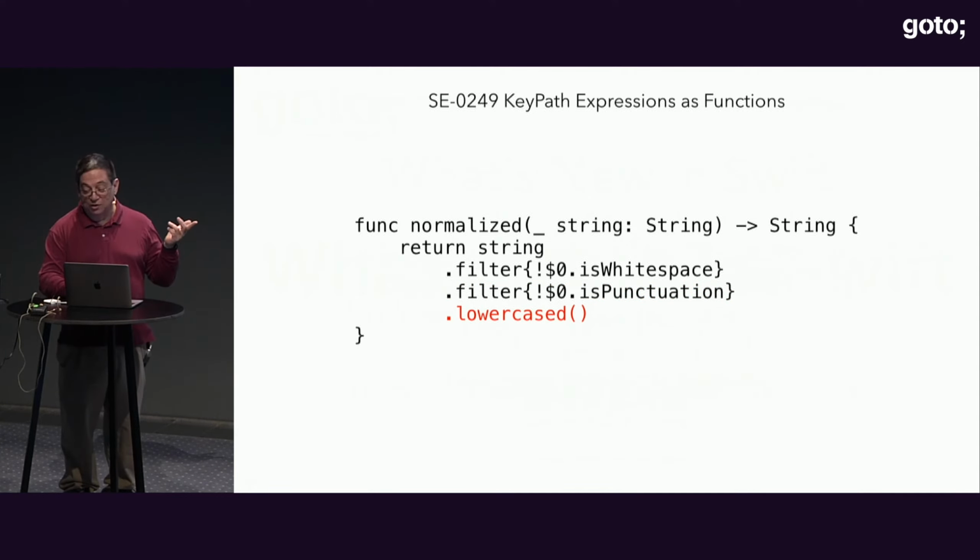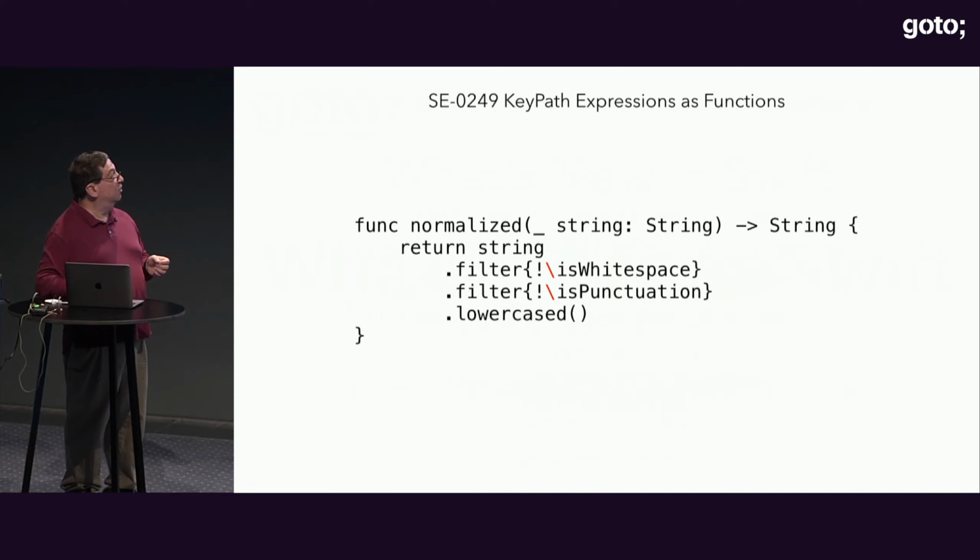And then you lowercase it. This $0, we know what it means. Take whatever's coming in and get rid of it if it's not white space, or keep it if it's not white space. But if we use keypaths instead, it's this. And so instead of the $0, this is now part of Swift. We can use keypath expressions inside of functions. And it just makes it, to me, look more readable, more friendly, using these keypaths inside.